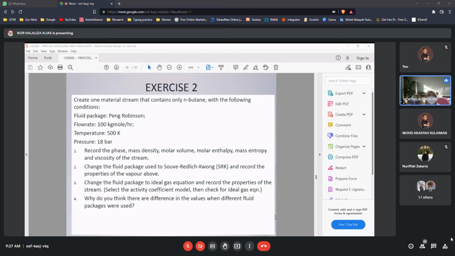Okay, you are given fluid package Peng-Robinson, flow rate 100 kg mole per hour, temperature 500 K and also pressure 18 bar. Record the phase, mass density, molar volume, molar enthalpy, mass entropy and also viscosity. Okay, so how we are going to start with this? Okay, saya share screen.